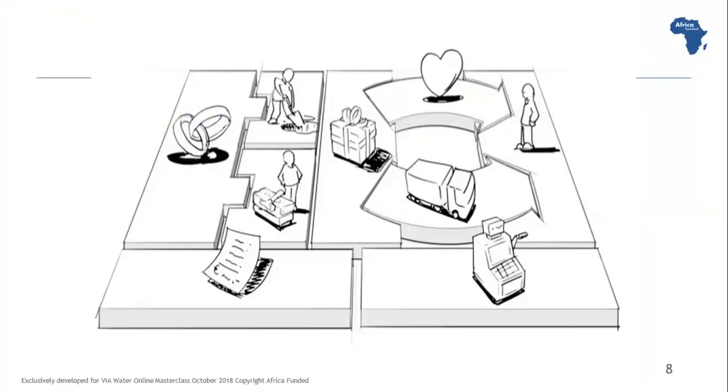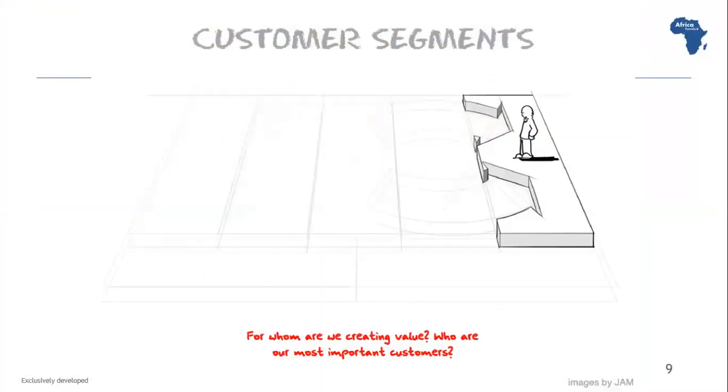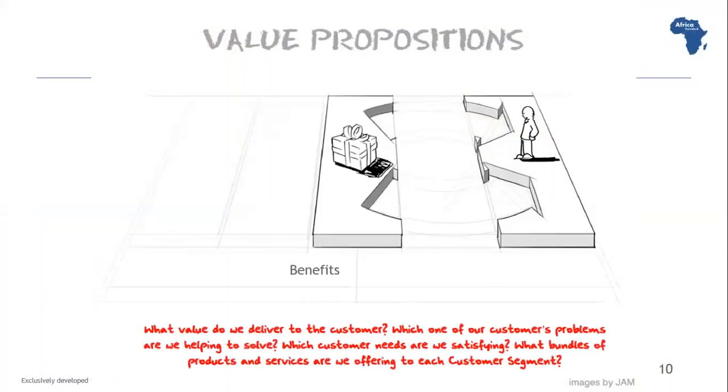The business model canvas, and we'll zoom in more into the customer side. So to who are we creating value? Who are the most important customers? And what kind of value do we deliver? And which one of the customer problems do we help to solve? And how can we keep them satisfied? And how do we bundle or offer our products?